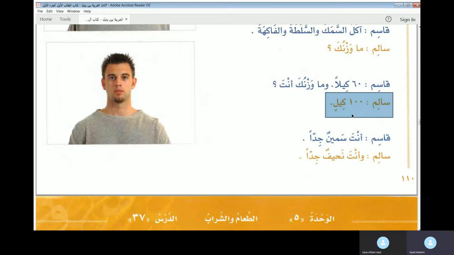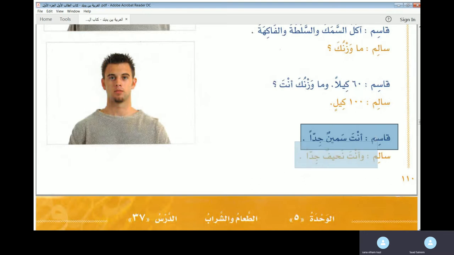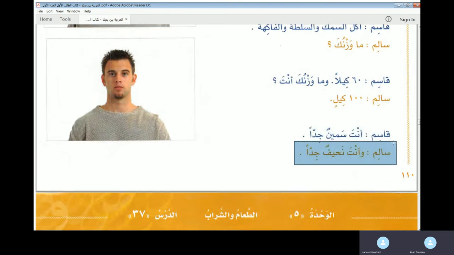Mia tu kilin. Kilin, okay. You are too, you are very fat. You are heavy or fat. And so it was kilan for 60 and for 100 is kilin. Because in Arabic there are many rules for counting from 1 to 100 and so on.